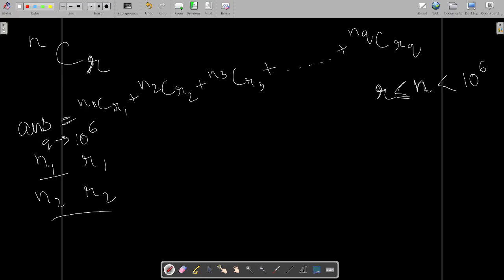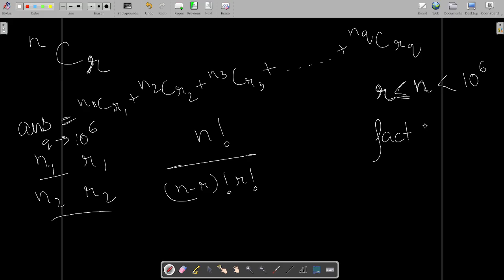So how do you calculate nCr? Let me expand it first. It is n factorial divided by (n minus r) factorial and r factorial. Now you can pre-compute the factorials first. Make an array called factorial, an int factorial array of length 10 raised to the power 6.